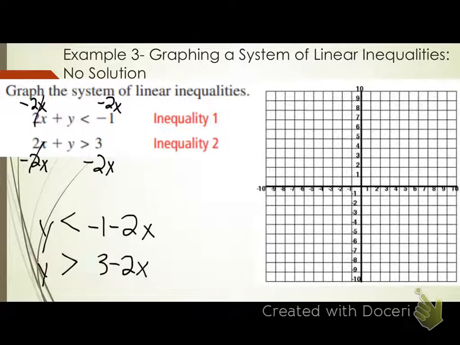Did I multiply or divide both sides by a negative? No, so the symbol stays. Right. Are these both now in slope-intercept form? Yeah, they are. Now let's graph them. Let's graph our boundary lines first.